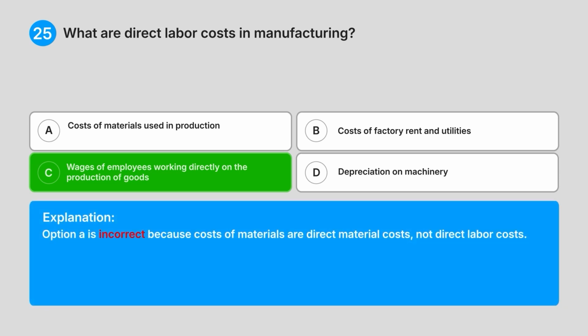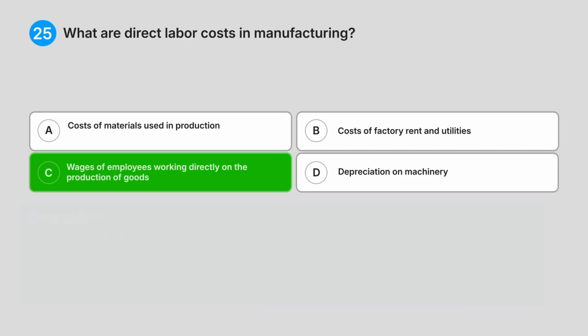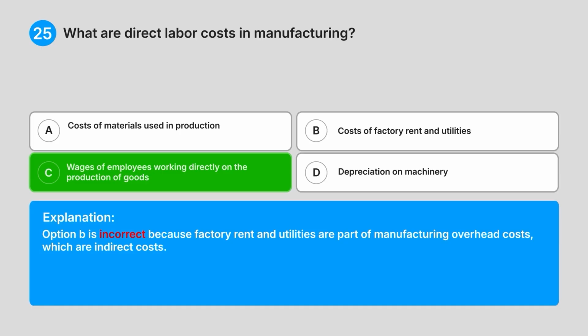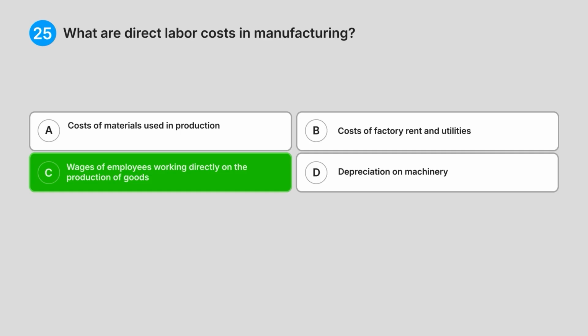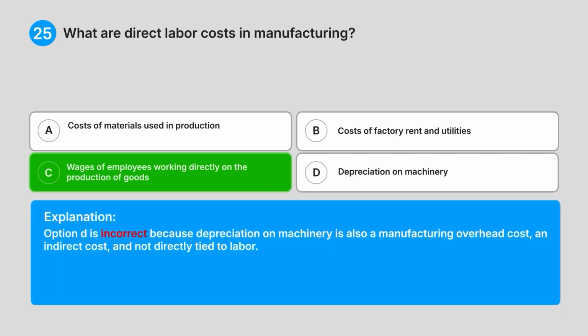Option A is incorrect because costs of materials are direct material costs, not direct labour costs. Option B is incorrect because factory rent and utilities are part of manufacturing overhead costs, which are indirect costs. Option D is incorrect because depreciation on machinery is also a manufacturing overhead cost, an indirect cost, and not directly tied to labour.